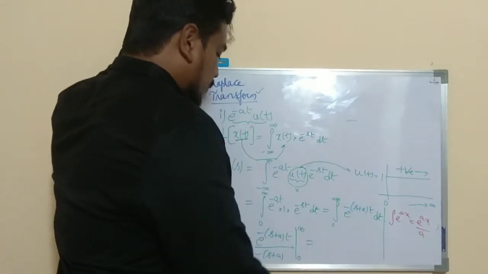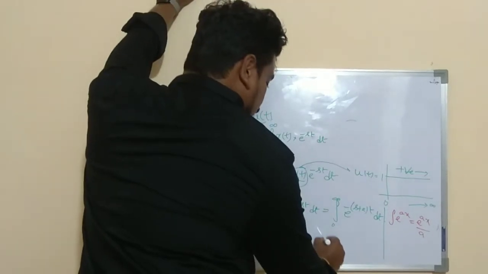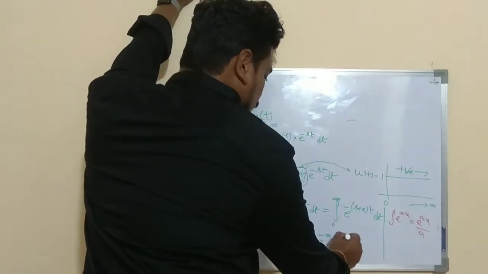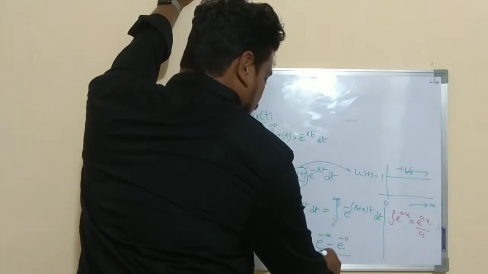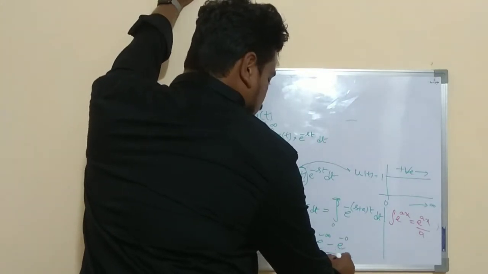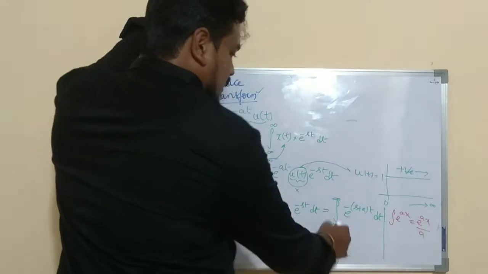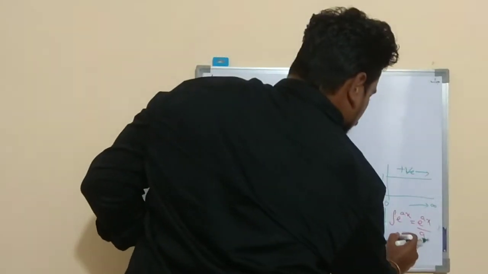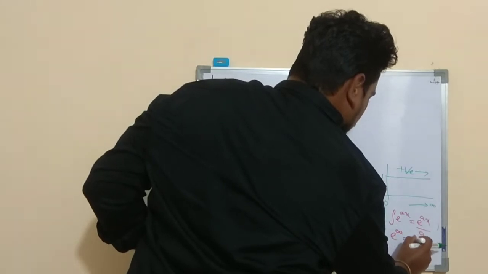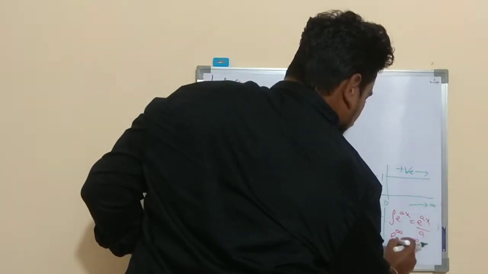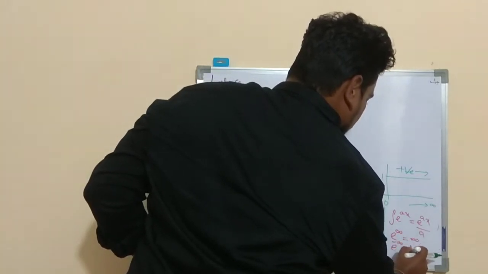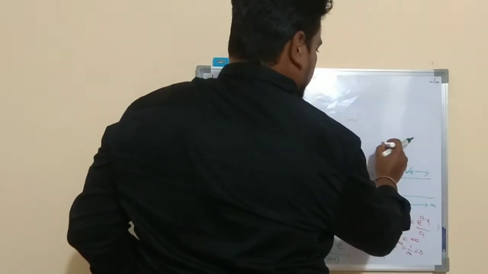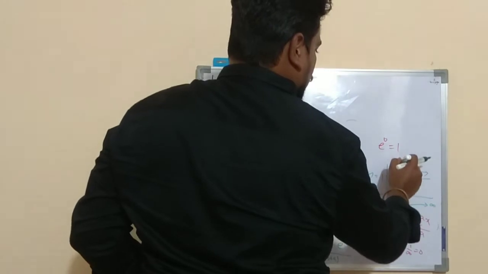So write the upper limit here. Then what happens? E power minus infinity minus lower limit. What is the lower limit? E power minus 0 divided by minus of s plus a here. So e power minus infinity. What is e power minus infinity? E power infinity is equals to infinity, but e power minus infinity is equals to 1 by infinity, that is equals to 0. Similarly, e power 0, what? E power 0 is equals to 1.